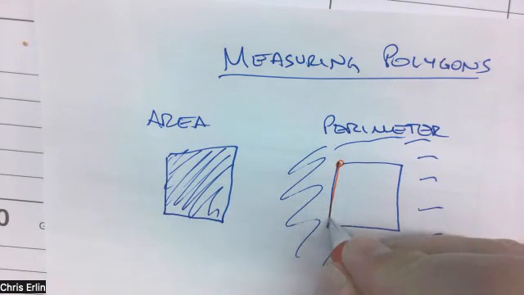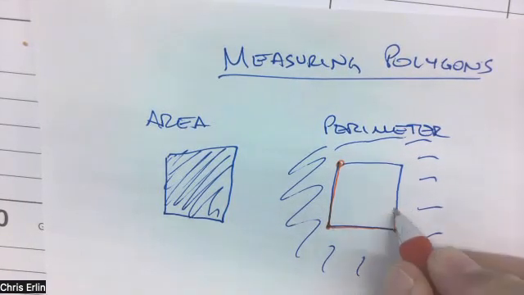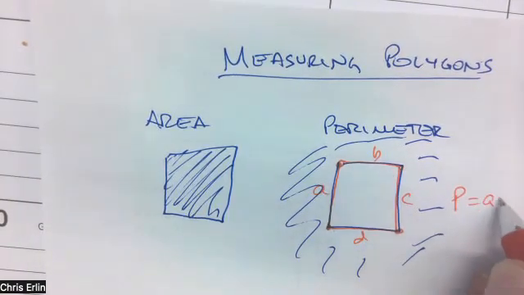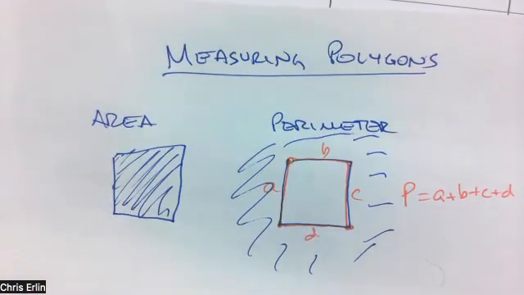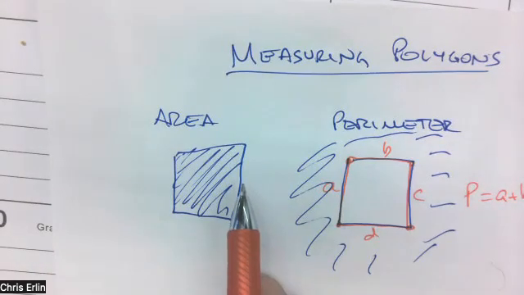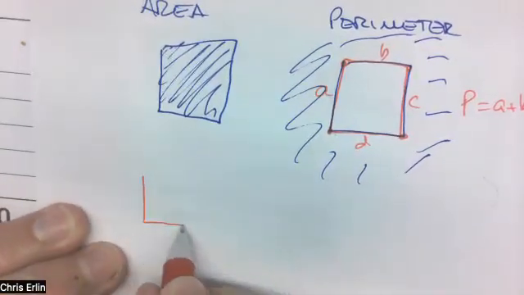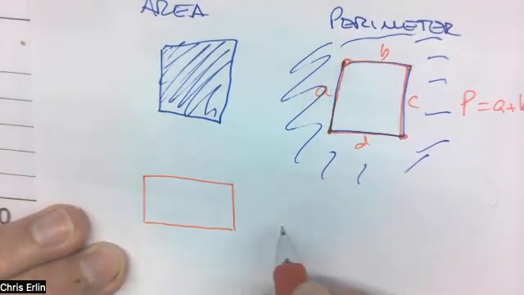If I take one length of a side and another length of a side and another length of a side, and I add them all up. So A, B, C, and D. The perimeter is A plus B plus C plus D. And that's true for any shape. I just add up the sides. But for area, it depends on the shape. Most of our formulas started with the idea of a rectangle. How do I find the area of a rectangle?